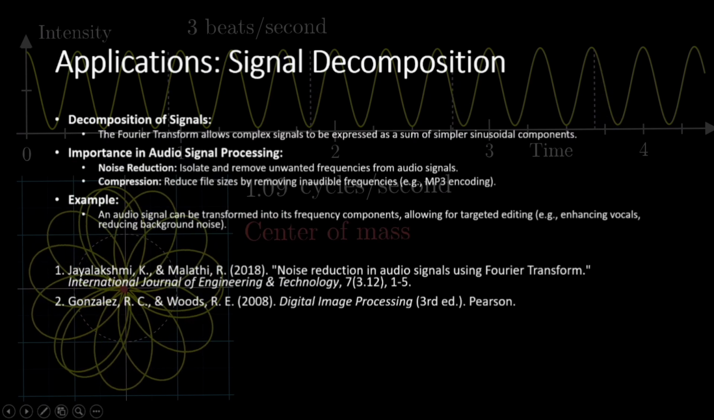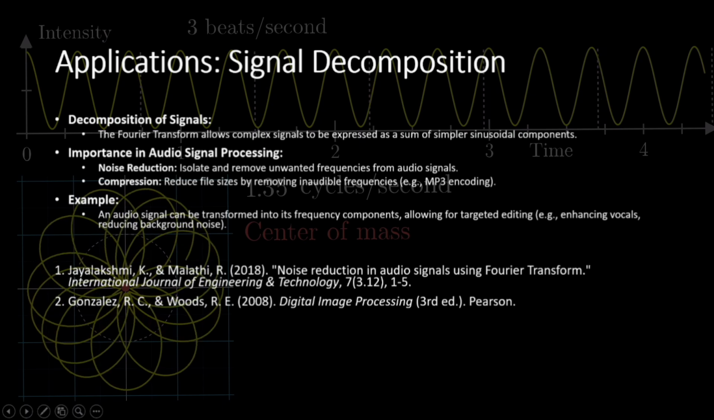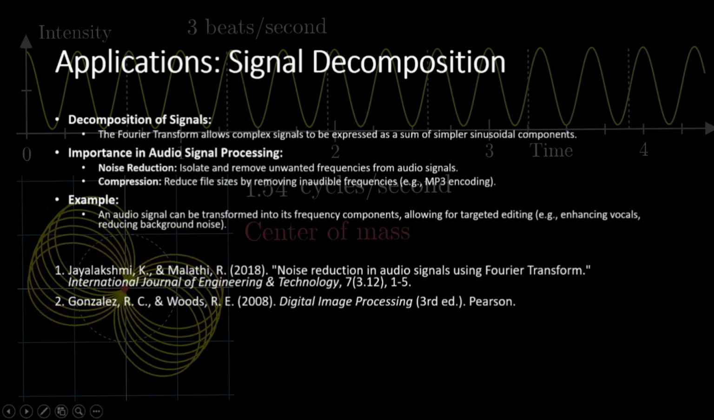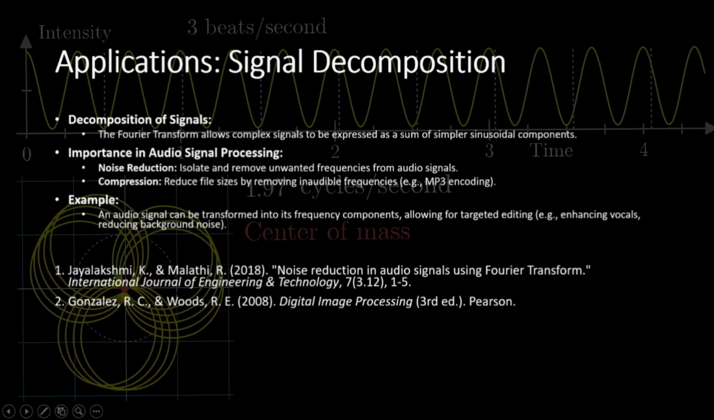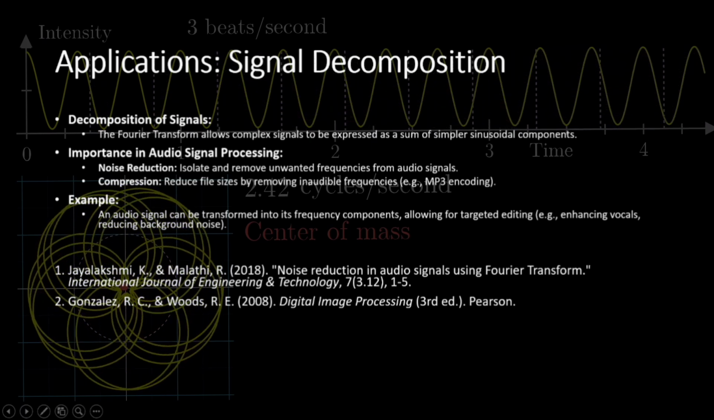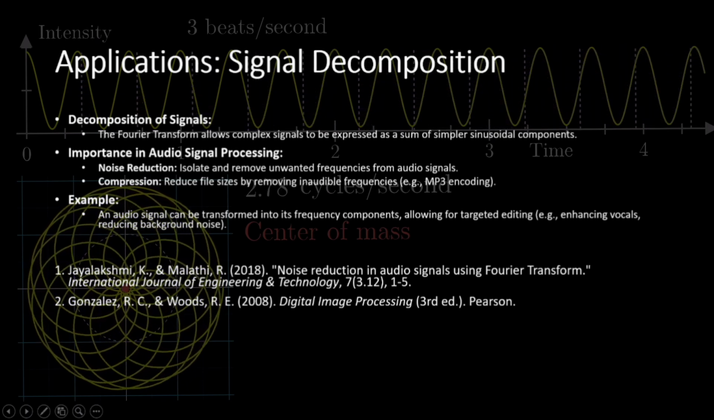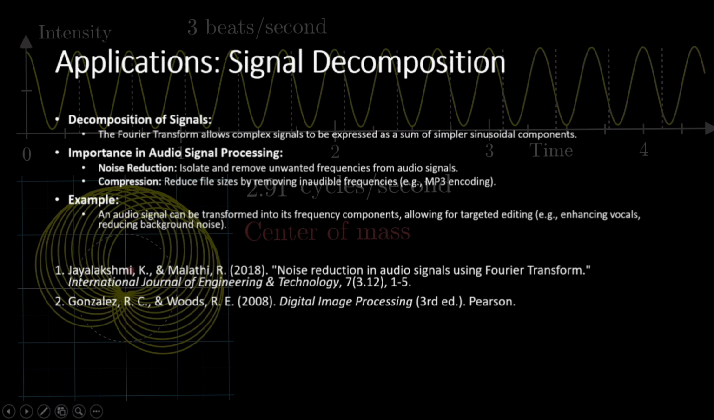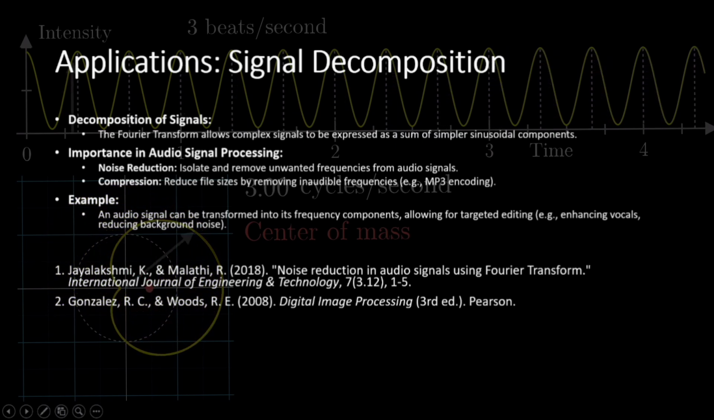One of the most powerful applications of Fourier transform is in signal decomposition. This means that a complex signal, which may seem difficult to understand in its raw form, can be broken down into simpler sine and cosine waves. These simpler components represent different frequencies that make up the original signal. This process is particularly valuable in audio processing.